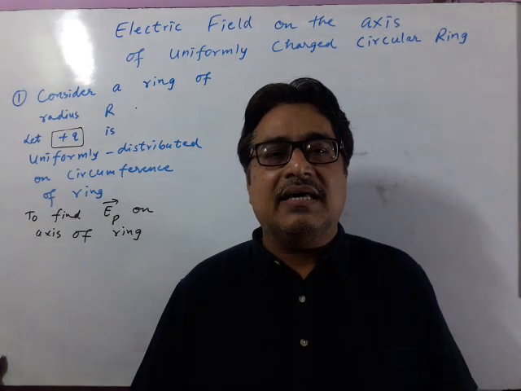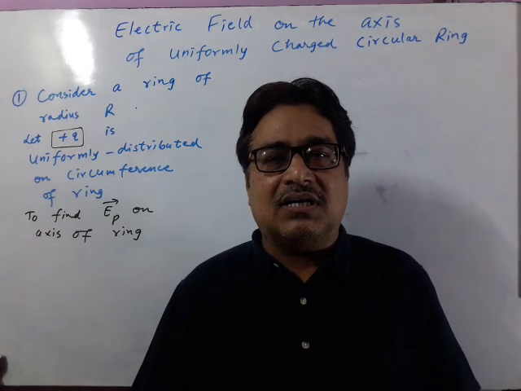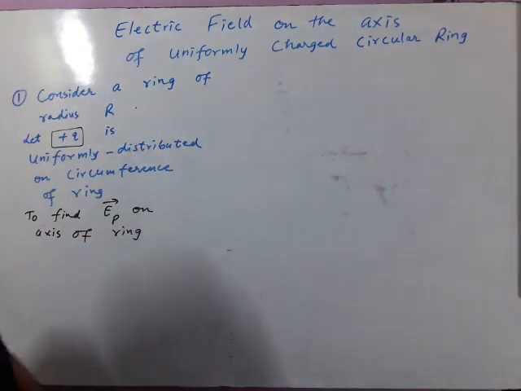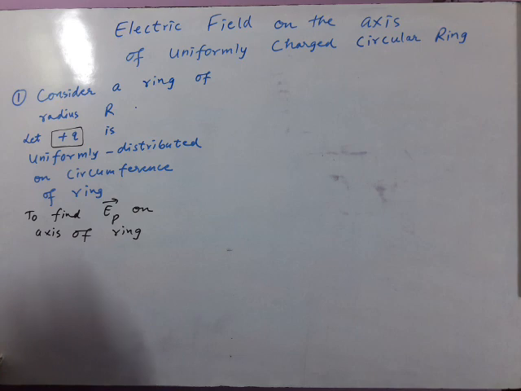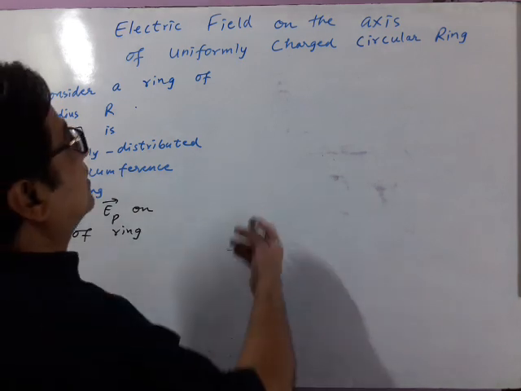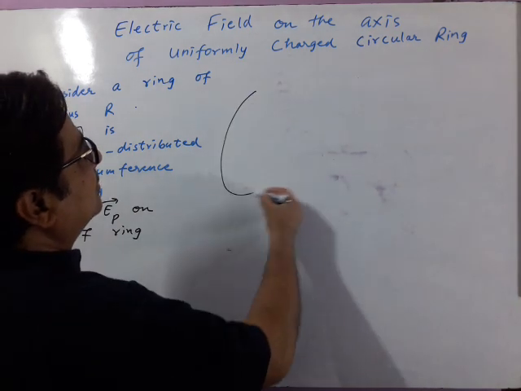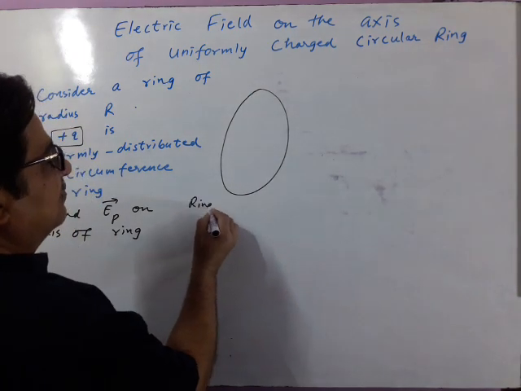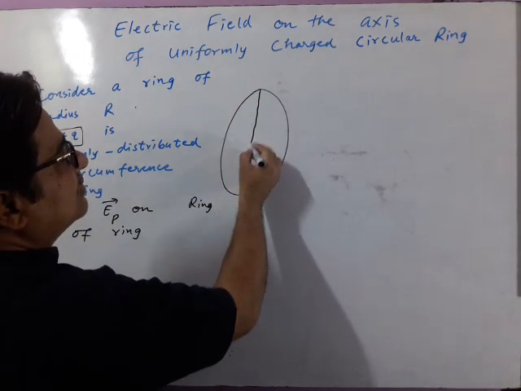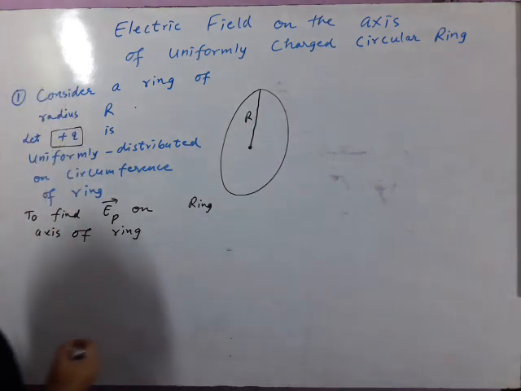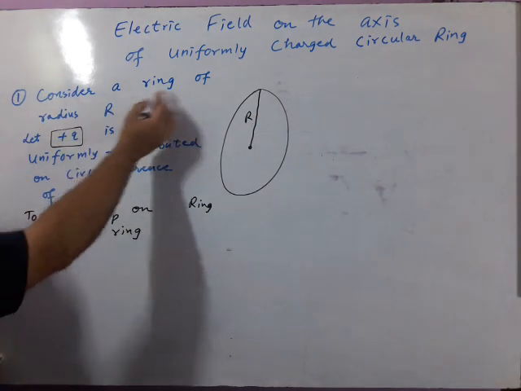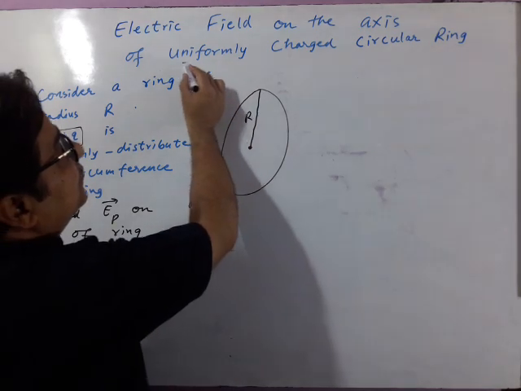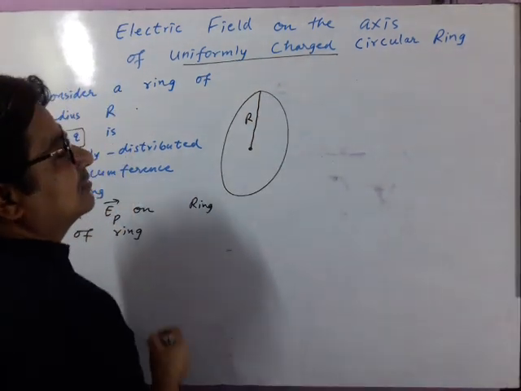Electric field on the axis of a uniformly charged circular ring. See, there is one circular ring. Let us consider one circular ring of radius r. This is written as a theory. Consider a ring of radius r. Now it is uniformly charged.